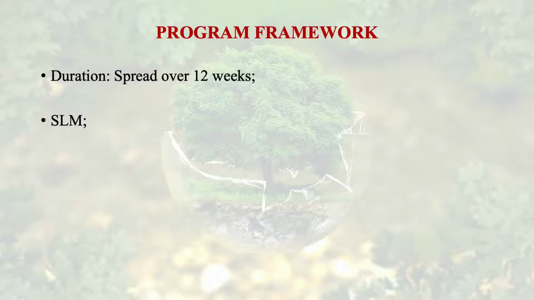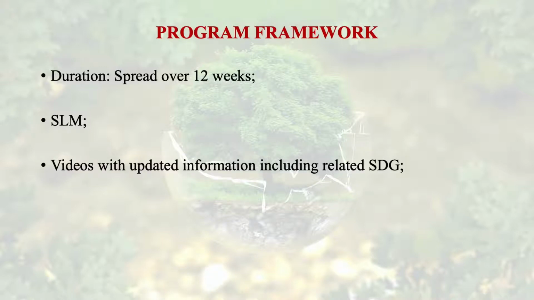In this course, there will be 4 quadrants. The first quadrant will be the self-learning material in PDF format, which you can download easily. The next quadrant is videos with updated information, including information related to sustainable development goals. Because when we talk about videos, we are trying to update the latest progress in that area, which is provided in the self-learning material, through videos. And the videos will be provided with PowerPoint slides that you can download.